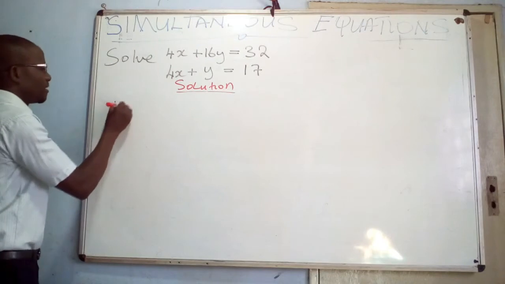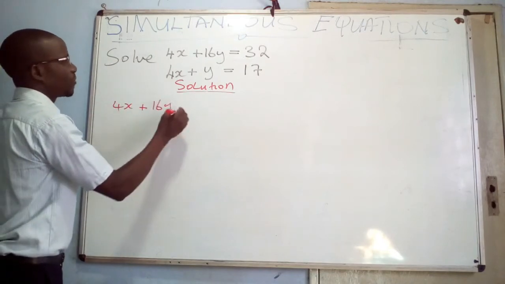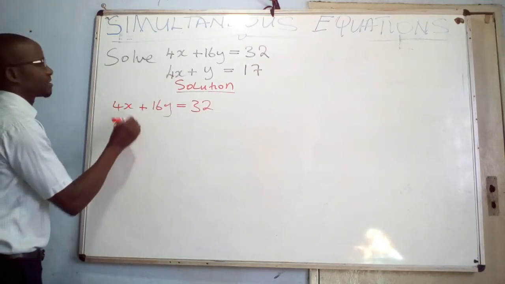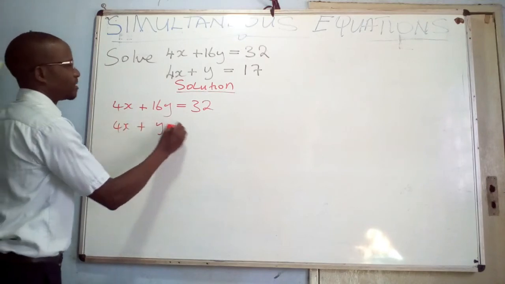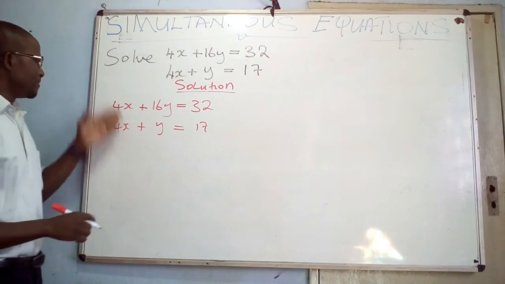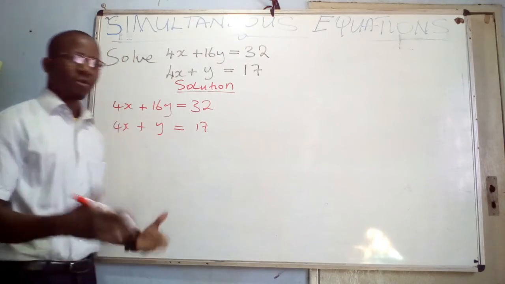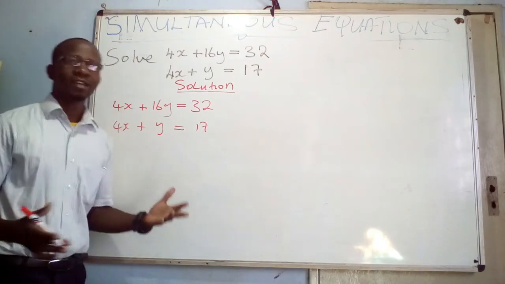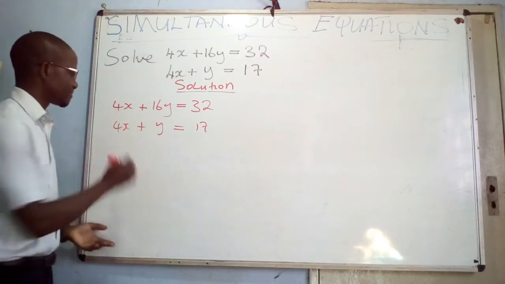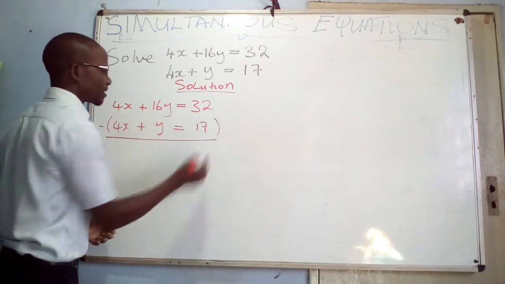So we say 4x plus 16y equals 32, and 4x plus y equals 17. For us to be able to eliminate, let us choose which mathematical operation we are going to use. When you use addition, you have 4 plus 4 giving 8, so they are not eliminated. What if we chose to subtract?